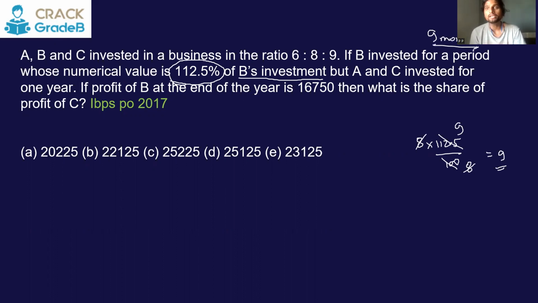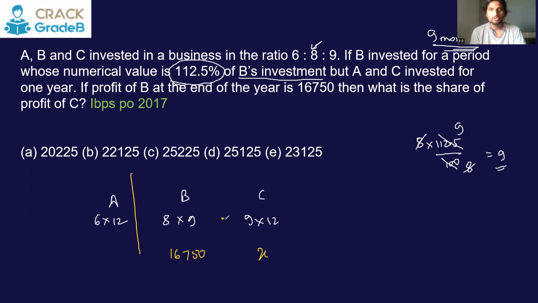That's what it means. Its numerical value is 112.5% of his investment. While A and C invested for 1 year. So A invested 6 rupees for 1 year. B invested 8 rupees for 9 months. And C invested 9 rupees for 1 year. That is 12 months. If the profit of B at the end of the year is this, what is the share of C? So if B is getting 16,750, they're asking what is the share of C.